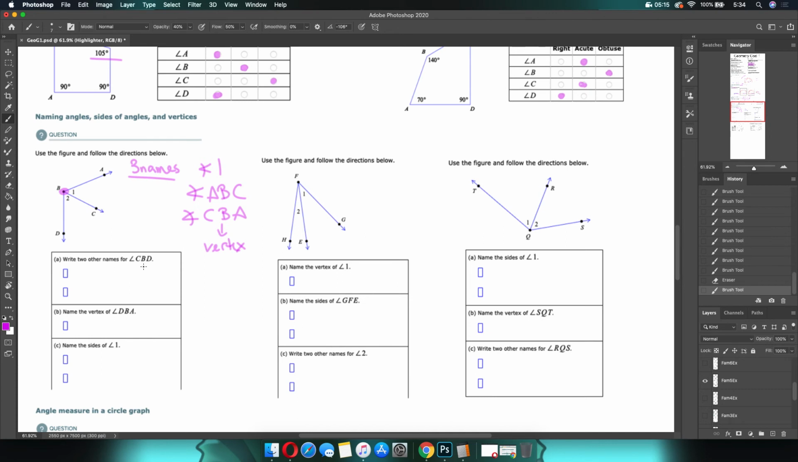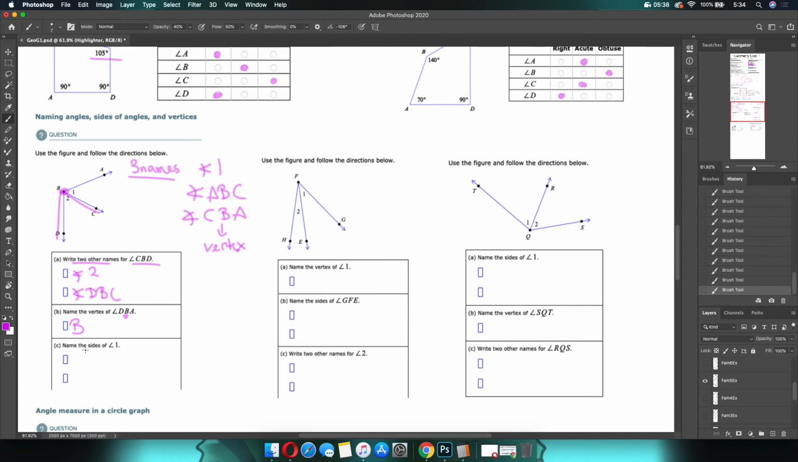So when it says write two other names for angle CBD, you have to go up and trace it, CBD. So you can label it as angle 2, or you can label it as angle DBC, because what I'm doing is I'm taking the letters and I'm reversing them. What is the vertex of angle DBA? I don't even need to look at it. There's my middle letter, so it's going to be B.